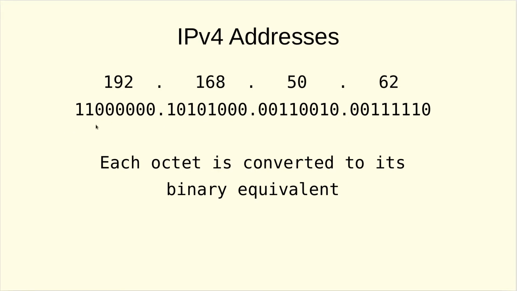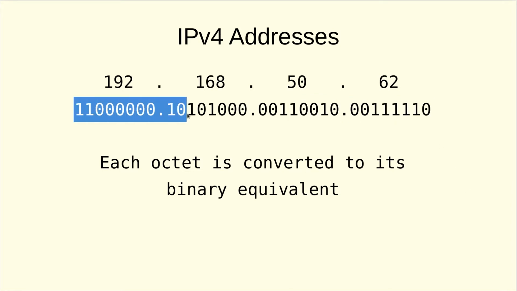What I've done is I've converted 192 into its binary equivalent. The first bit is worth 1, the second is worth 2, the third is worth 4, the fourth is worth 8, the fifth is worth 16, the sixth is worth 32, and the ones we're interested in are 64 and 128. So the bits literally double every time. 64 and 128 gives us 192. And likewise 168 converts into 10101000, and 50, we can see what that converts to, and 62 again.